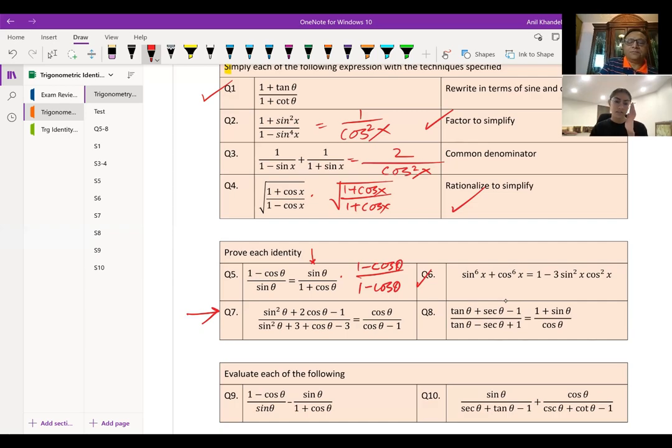You could do that. Or you could write 1 as cos squared theta plus sine squared theta. That will help you to get even a faster solution to this identity. You get the idea? So writing that will be great. So that is done. Question number 8.